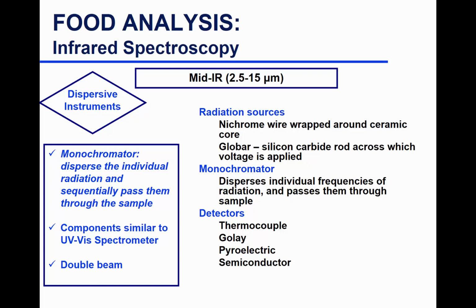So type of instrumentation, so there's a dispersive instrument. In this case, it's very similar to regular UV-vis spectroscopy, where you have a monochromator, so the light is dispersed into individual radiation or wave numbers and then sequentially passed through the sample, one after the other, and then a spectra is generated. And then we have a double beam, that means the light is split into two, one goes to a reference cell and one goes to your sample, so that the transmittance is already taking into account your blank or reference cell.